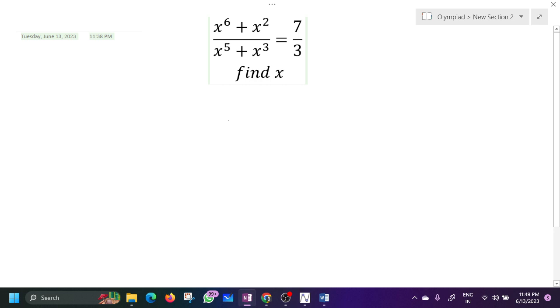This is an entry level Olympiad question. It's not easy to solve if you go through basic algebra directly, like cross multiplying both sides and going on solving this question, or you take common x to the power 2 from numerator and denominator, cancel them out and then cross multiply and solve. You will end up with an equation of fourth degree, so that will be difficult.